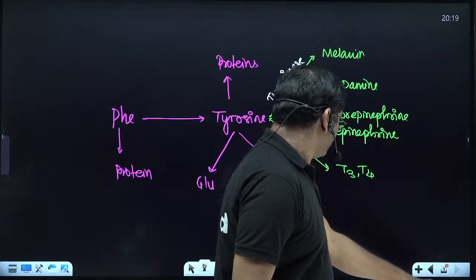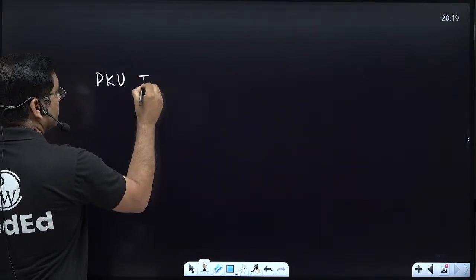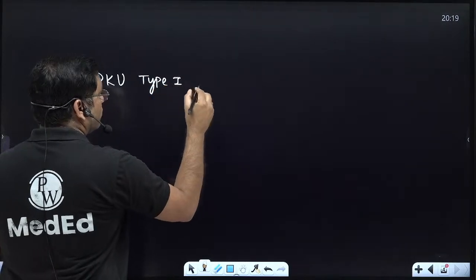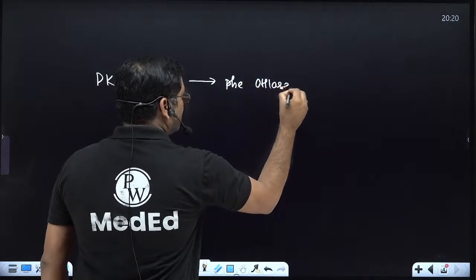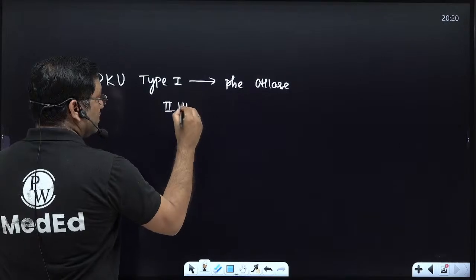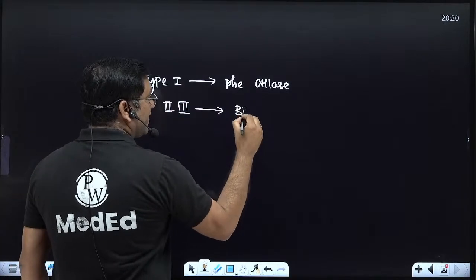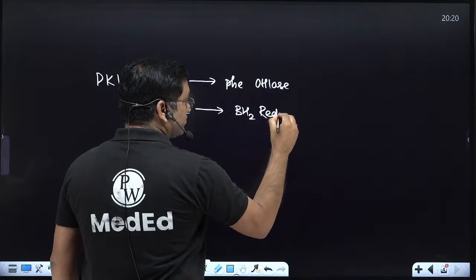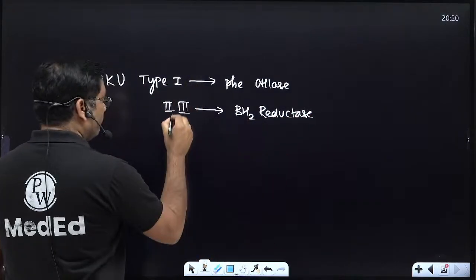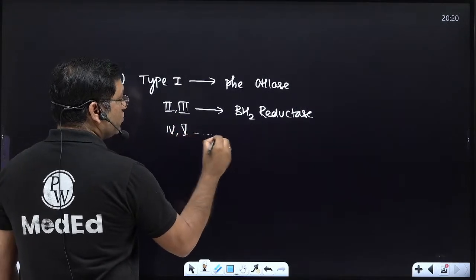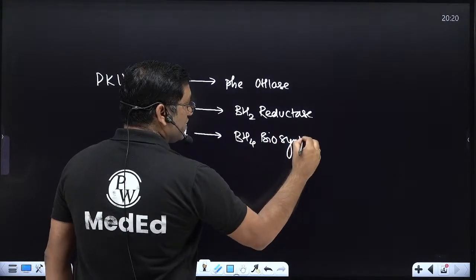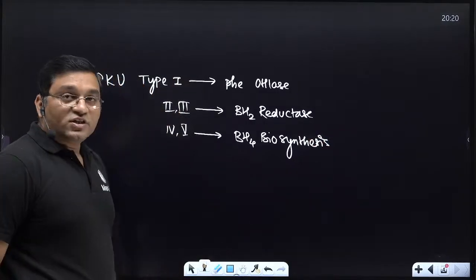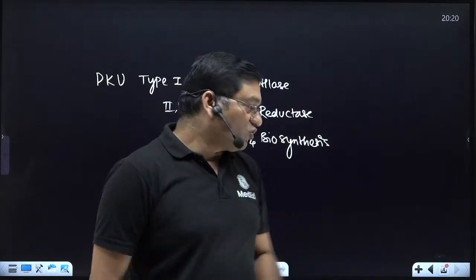Now see, phenylketonuria type 1, this is classical phenylketonuria due to defect in phenylalanine hydroxylase. Type 2 and type 3, these are due to defect in dihydrobiopterin reductase. And 4 and 5, these are due to tetrahydrobiopterin biosynthesis, related with tetrahydrobiopterin biosynthesis. Got it? Now, what are the important reactions that are tetrahydrobiopterin dependent?